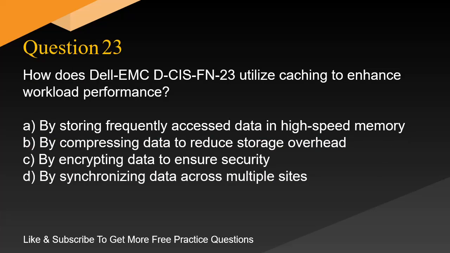Question 23. How does Dell EMC DCIS FN23 utilize caching to enhance workload performance? A. By storing frequently accessed data in high-speed memory. B. By compressing data to reduce storage overhead. C. By encrypting data to ensure security. D. By synchronizing data across multiple sites.